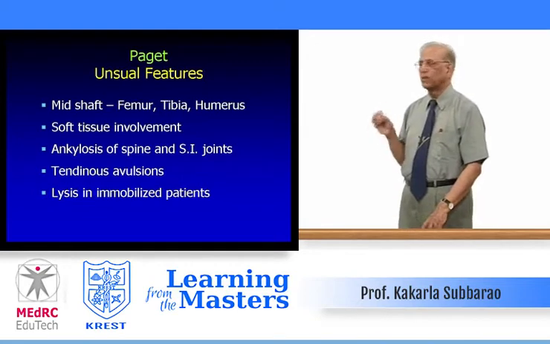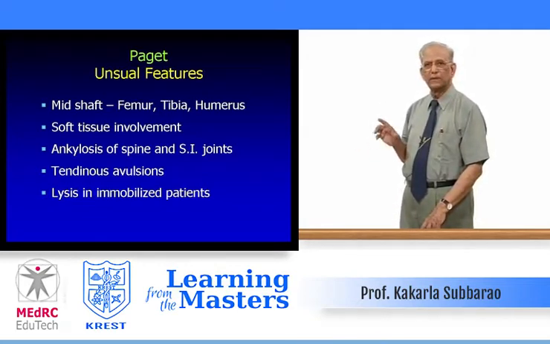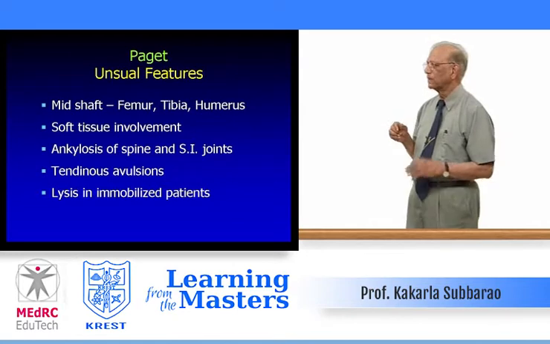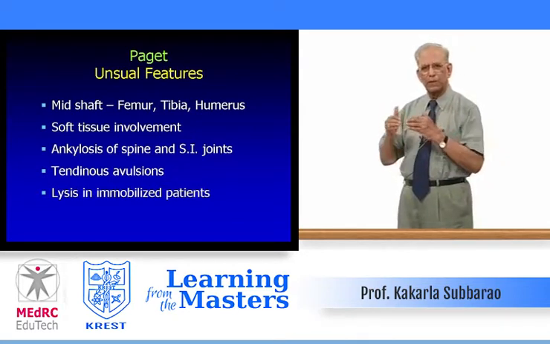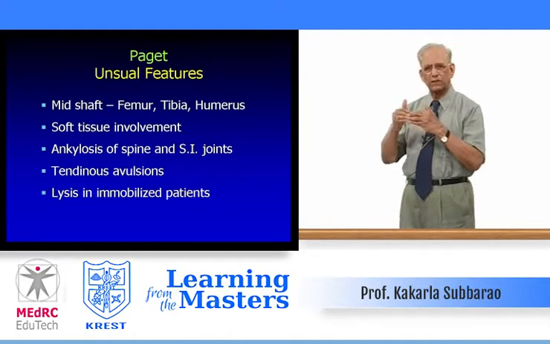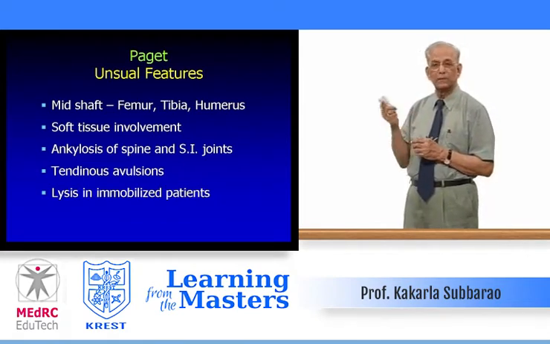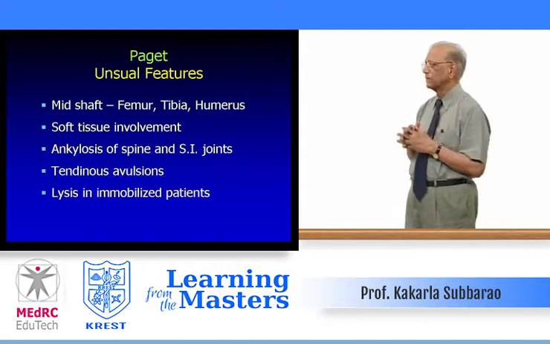Again, some more unusual features. The midshaft of femur, the tibia, the humerus are involved, and soft tissue involvement is sometimes common. That's because the periosteum is elevated. When the cortex is involved, the periosteum is elevated and the soft tissue swelling may be seen. That doesn't mean there is malignant transformation. Benign soft tissue involvement is also noted.